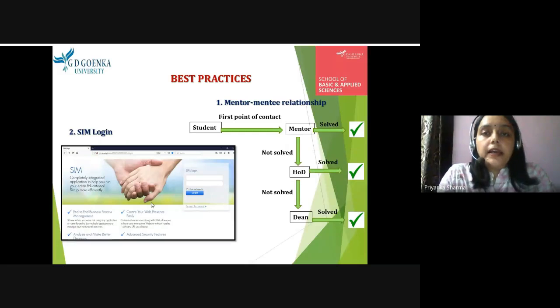At SoBAS, we have a mentor-mentee relationship. Each student is provided one mentor, and students can contact their mentor for any kind of problem related to their academics or their personal matters. They can discuss it. If it is not solved there, they can discuss with the HODs. If not, then they can discuss with the dean. Another best practice we have at SoBAS is SIM login, from where students get an idea about their attendance and their marks, etc.